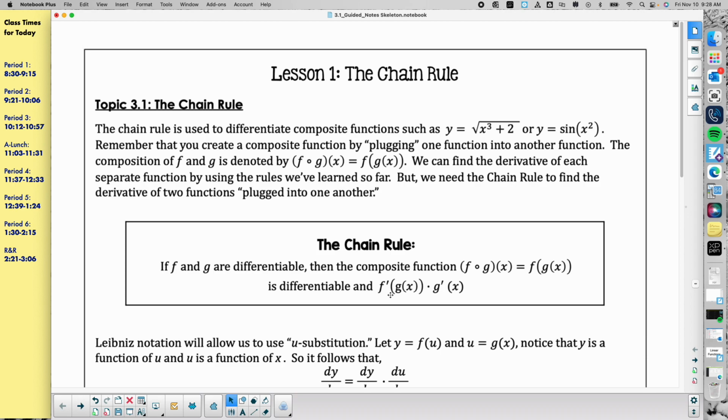I know you guys aren't the best at notation, and that's what this is heavy on, right? F prime of g of x times g prime of x. This is what you would get if you take the derivative of f of g of x. And I know just glancing at the equations, that's not super helpful. I suppose it would be helpful if we go through the notes and you guys have it.